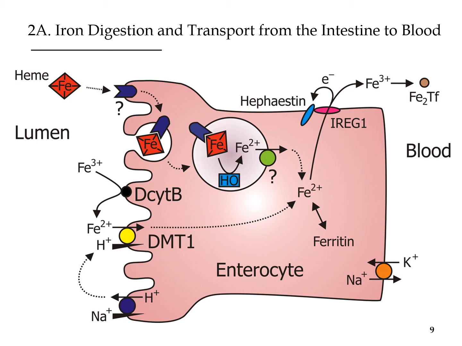Other ways of uptaking iron can come from, as I mentioned, the reduction of iron 3+ to iron 2+, and then the shuttling in of that iron 2+, the ion itself, via the divalent metal transporter, and that is through this symporter with a proton.